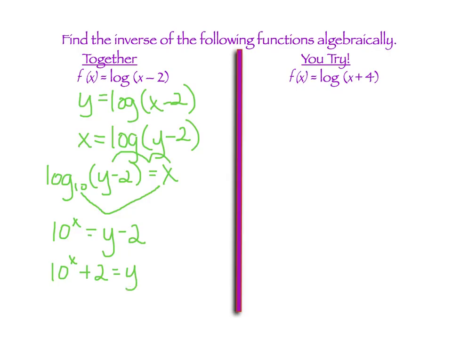Now all we need to do is write the answer in function notation. So instead of y equals, we're going to go back to f, and this time it's f of negative 1. That means the inverse of. Okay, so f to the negative 1 of x is equal to 10 to the x power plus 2. And again, this right here could be read as the inverse of f of x is equal to 10 to the x power plus 2.